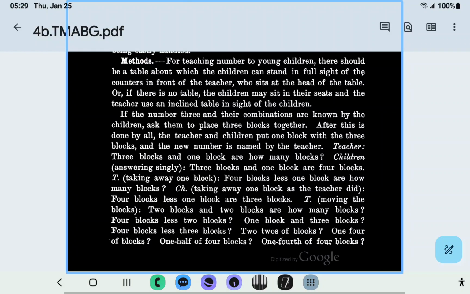T. Taking away 1 block, 4 blocks less 1 block are how many blocks? Ch. Taking away 1 block as the teacher did, 4 blocks less 1 block are 3 blocks. T. Moving the blocks, 2 blocks and 2 blocks are how many blocks? 4 blocks less 2 blocks. 1 block and 3 blocks. 4 blocks less 3 blocks.